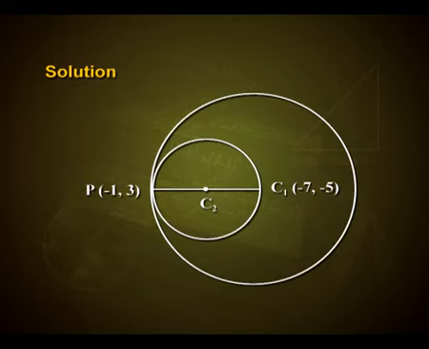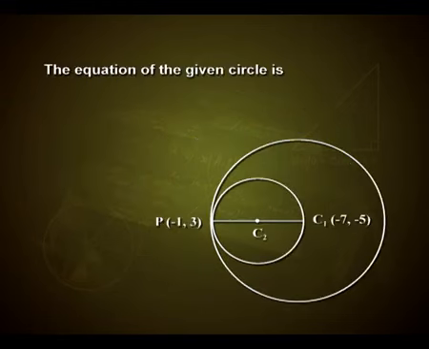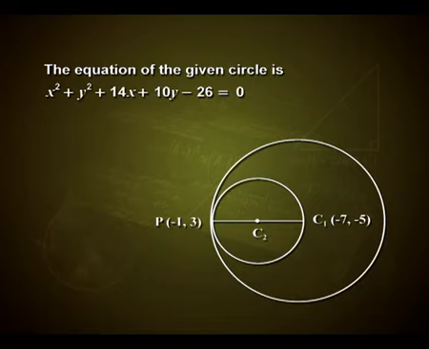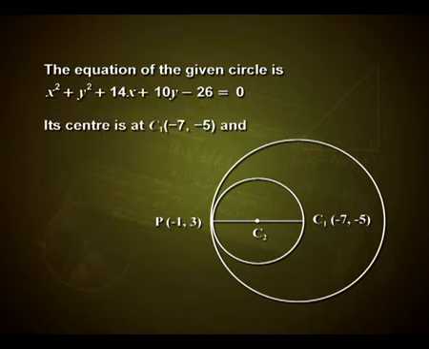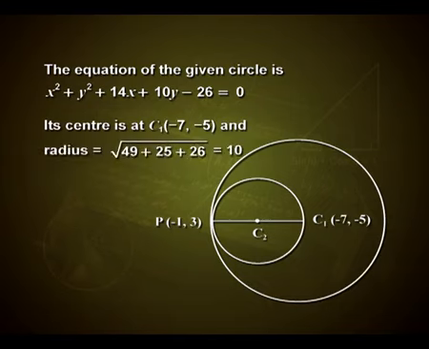We have one circle with center C1 at (-7, -5) and another circle with center C2 which is touching the previous circle at point P, that is (-1, 3). Now, let us look into the solution. The equation of the given circle is x² + y² + 14x + 10y - 26 = 0. Its center is C1, that is (-7, -5), and radius is equal to the square root of 49 + 25 + 26, that is equal to 10.